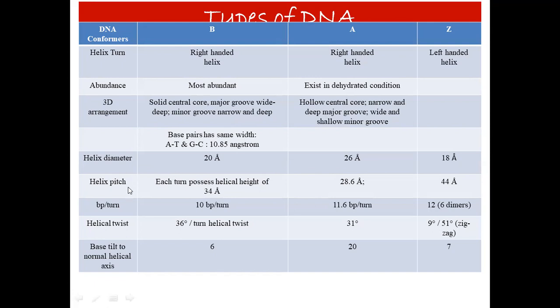Okay, so there is a difference among all these conformers regarding the helix diameter, helix pitch, base pairs per turn, helix twist, all these parameters.